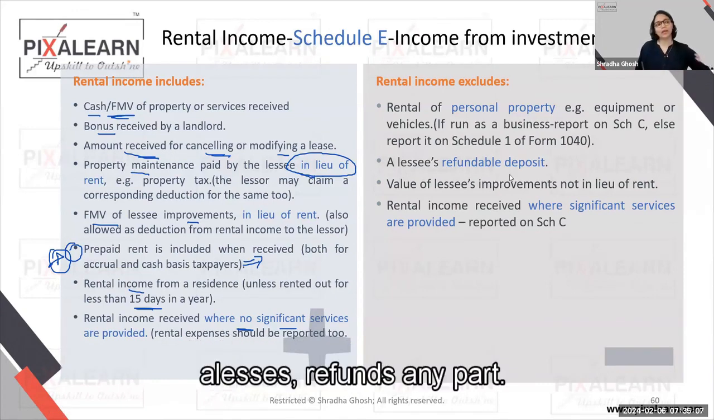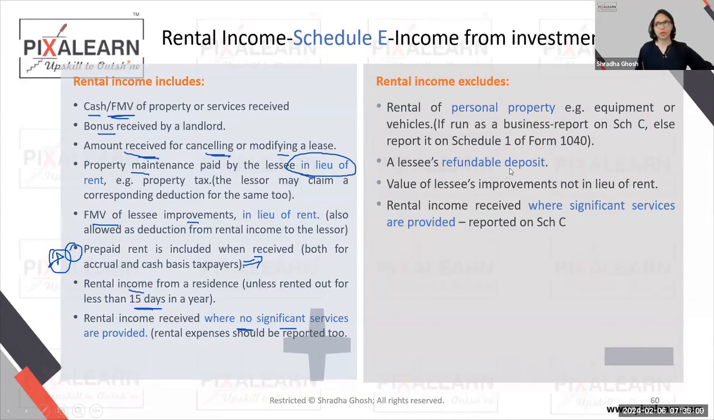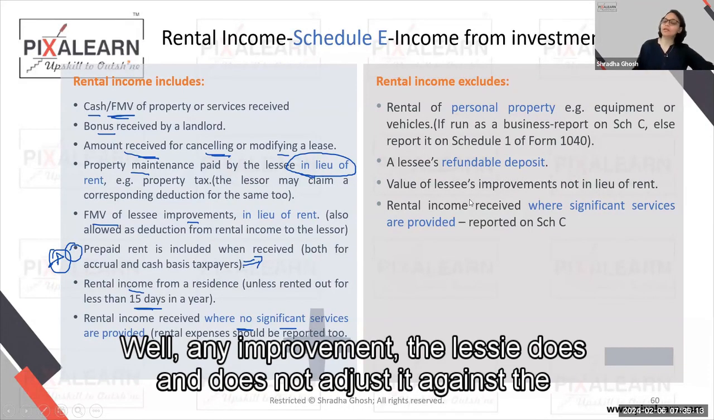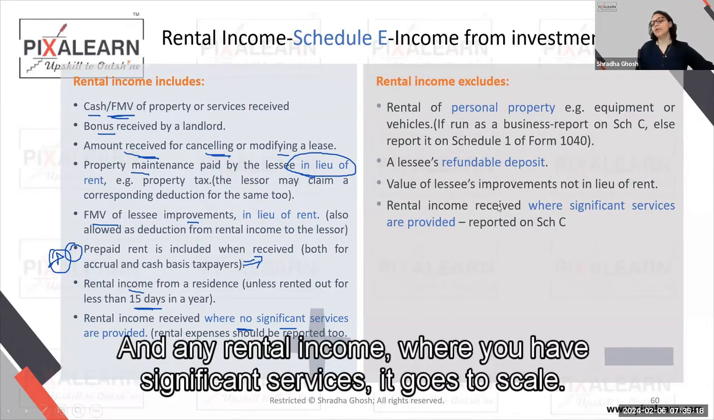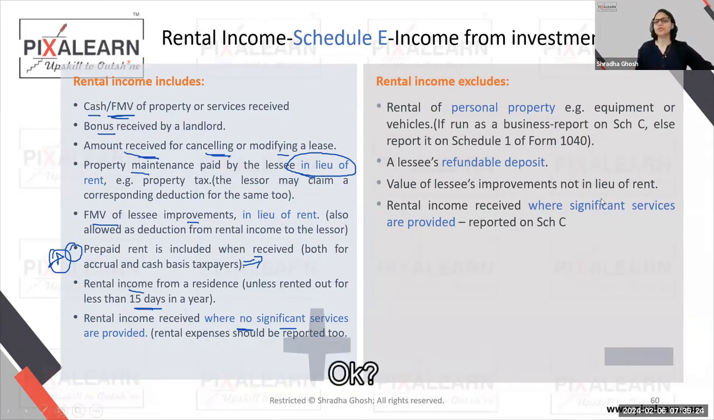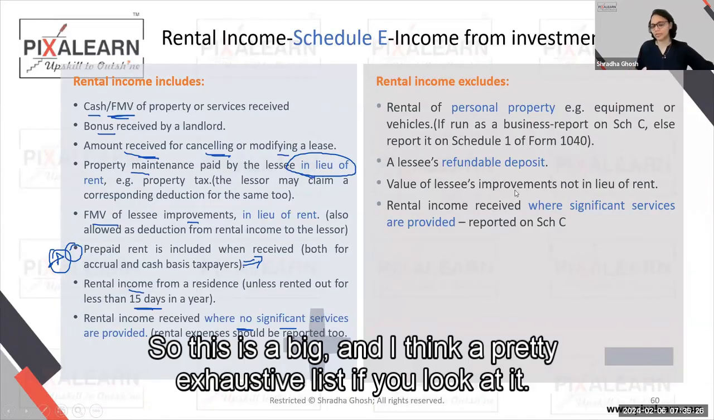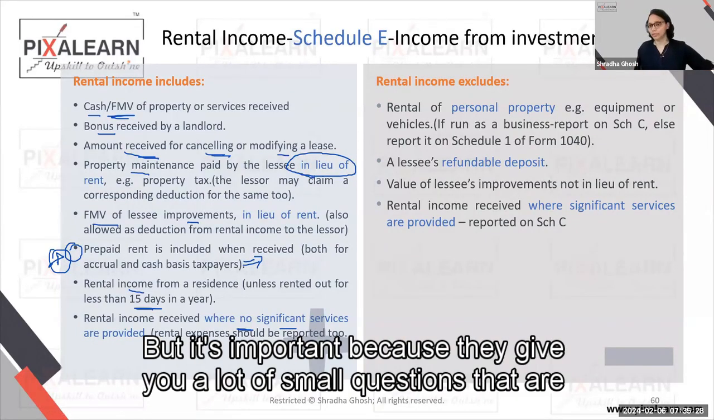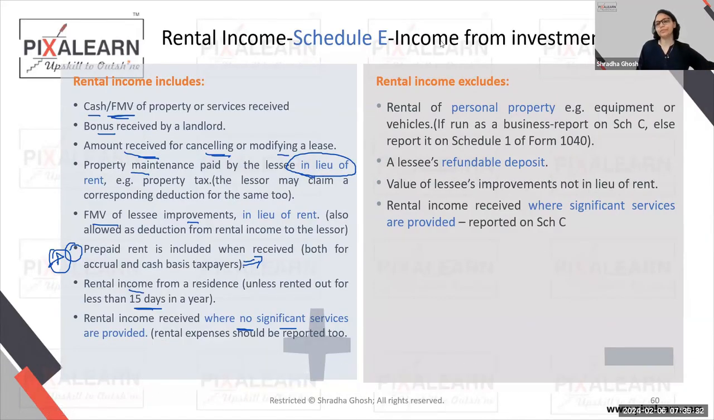A lessee's refunds, any part that you have to give back to the lessee, is not refundable, not taxable. Well, any improvement the lessee does and does not adjust against the rent is not income. And any rental income where you have significant services goes to Schedule C, no longer to Schedule E. Okay, so this is a big and I think a pretty exhaustive list, but it's important because they give you a lot of small questions from this area.